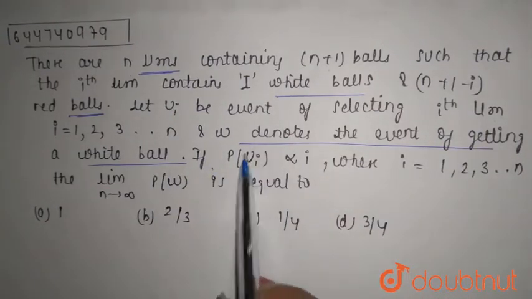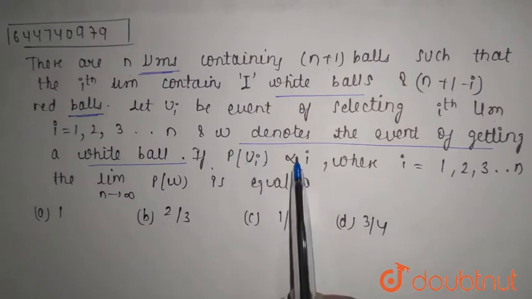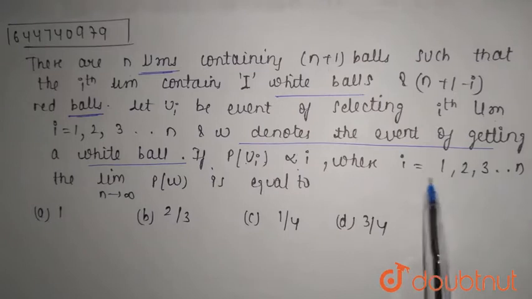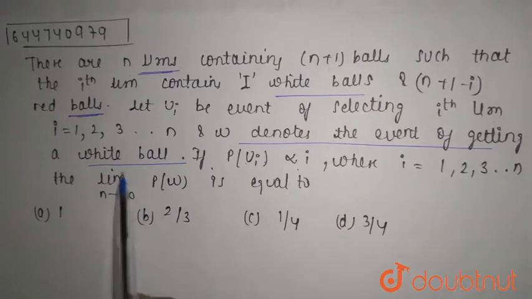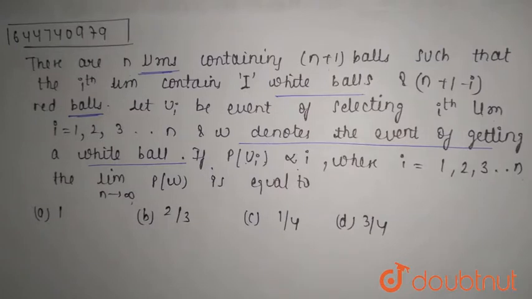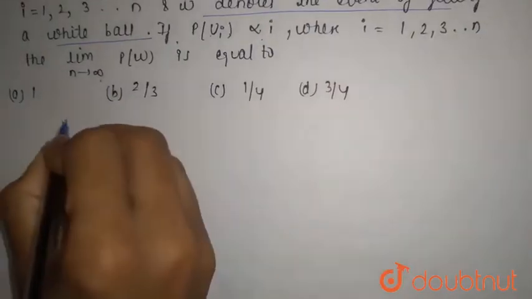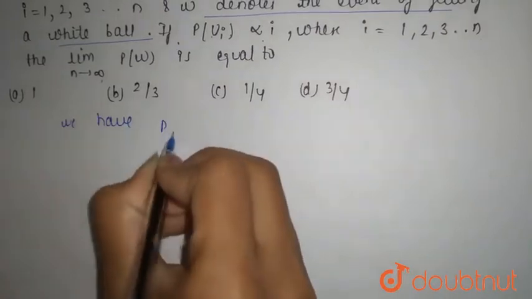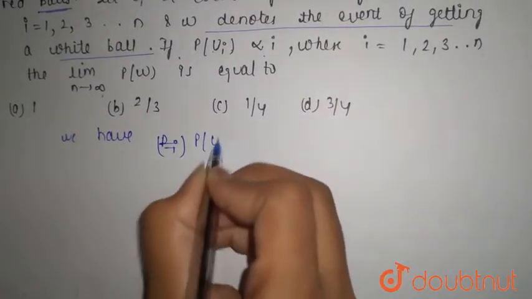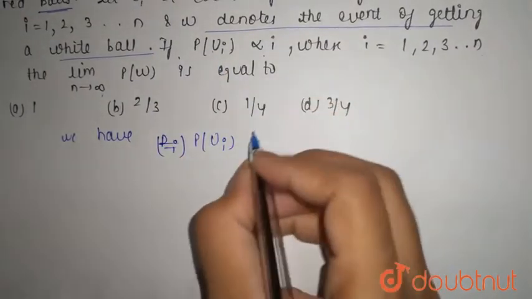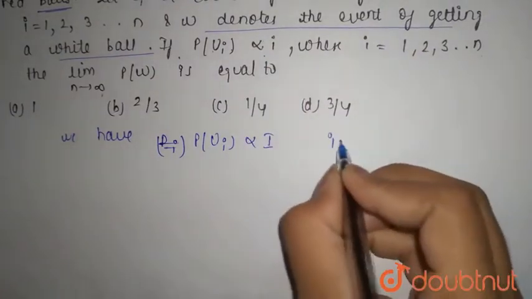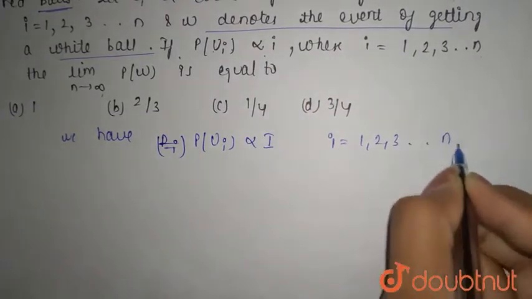So if P of Ui, that is the probability of Ui, is directly proportional to i, where i is 1, 2, 3 up to n, then limit n tending towards infinity, P of W is equal to what? So we need to find that. First of all, we have P of Ui is directly proportional to i, where i is 1, 2, 3 and so on up to n.